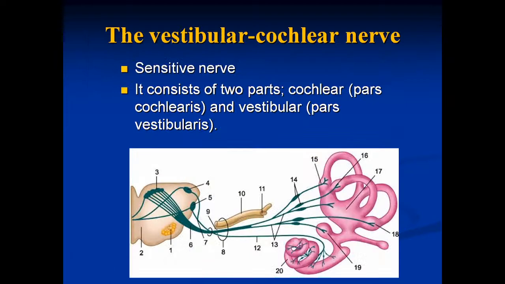Next sensitive nerve, the 8th pair, the vestibular-cochlear nerve. It consists of 2 parts, cochlear and vestibular. Look, this is cochlear part of this nerve, and this is vestibular part of this nerve.